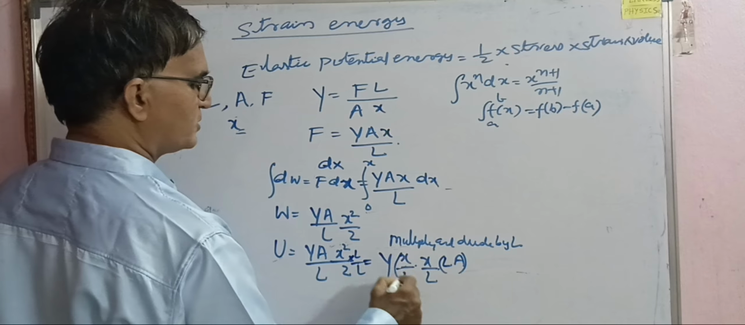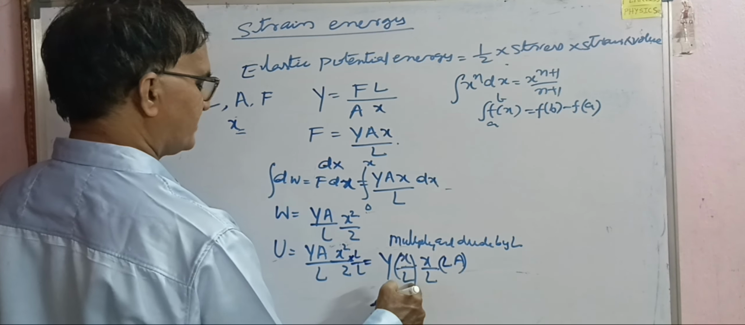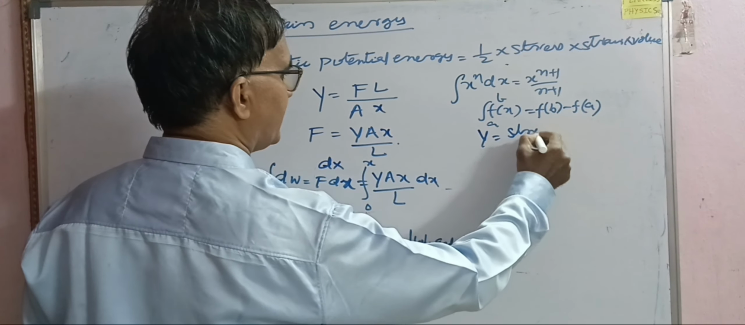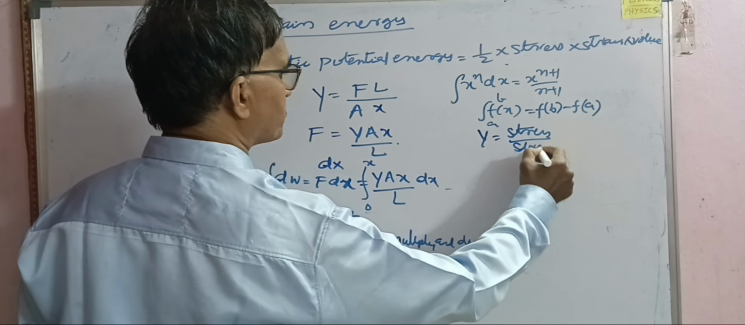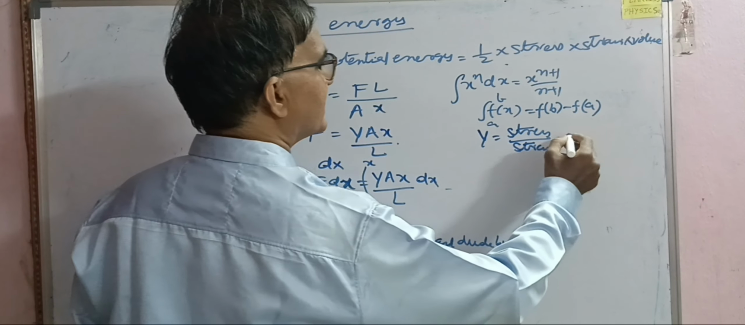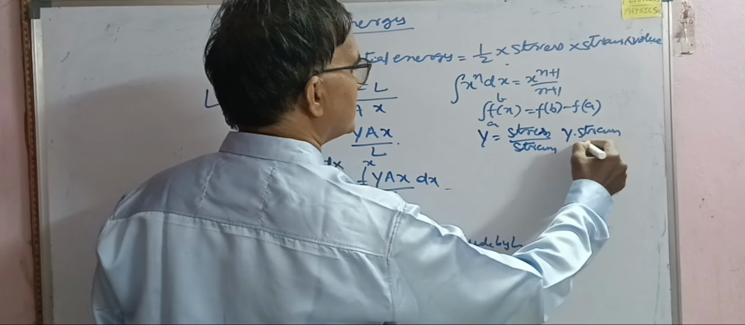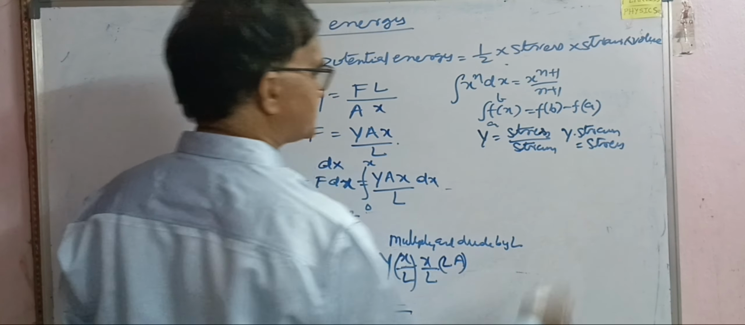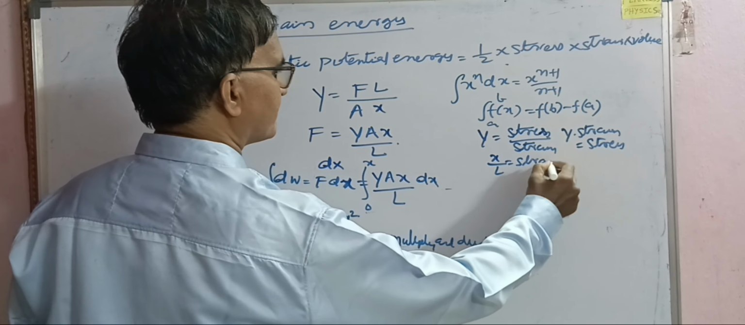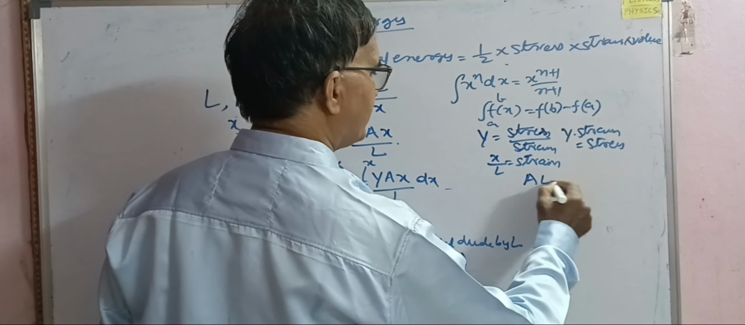Now if you closely observe, this is Y into change in length by original length, that is strain. So you know Y is equal to stress by strain. Now in this, Y into strain is nothing but stress. Y into strain is equal to stress. Now x by L is strain. x by L is strain. Next, A into L. A into L is volume.